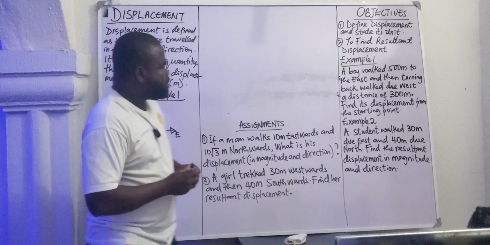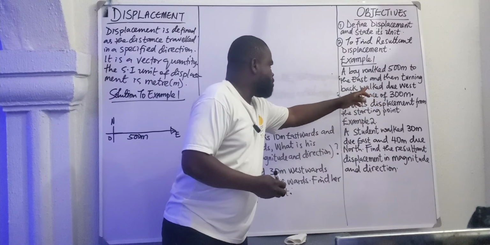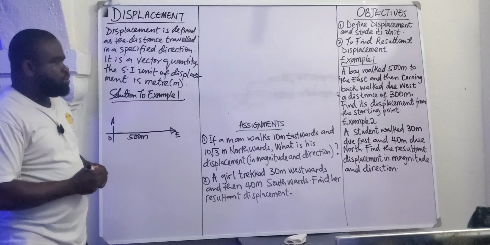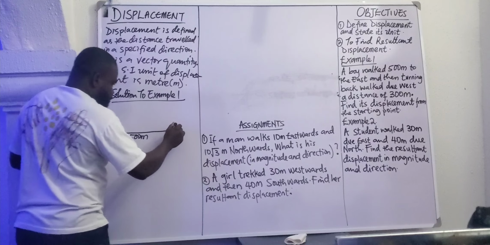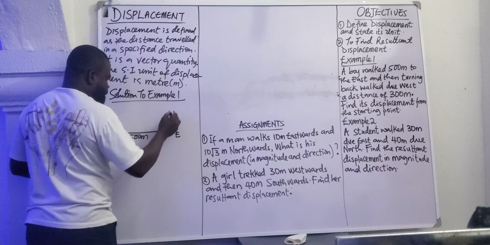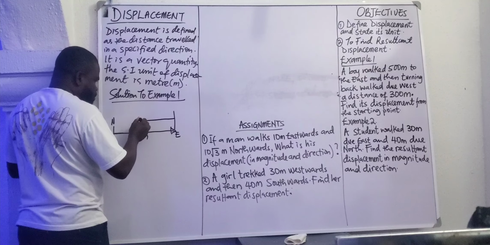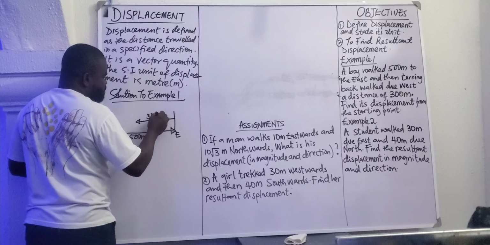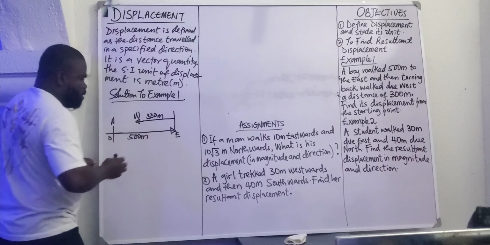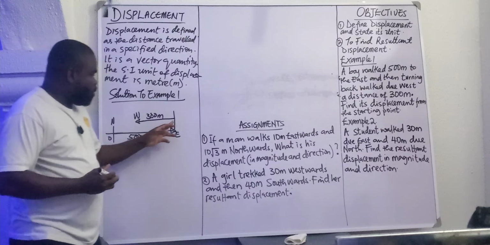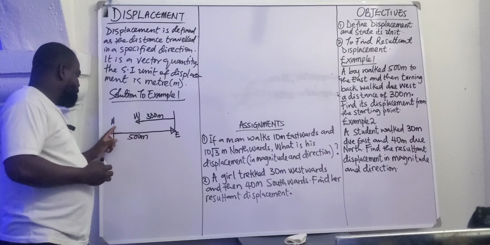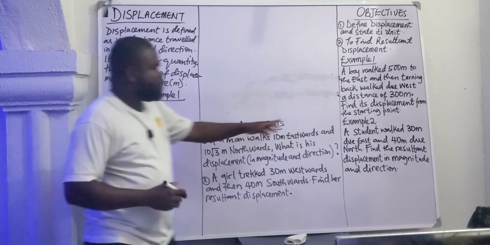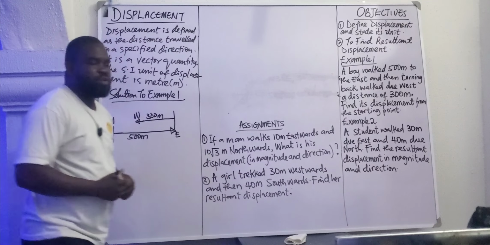Then we are told that it turns back and walks due west a distance of 300 meters. Turning back, observe what I'm doing. He walks due west, so he's returning back due west 300 meters. Observe something. He walked just 300 meters. He did not complete the full length, so something is still left. So that is why they ask you for the displacement from the starting point.